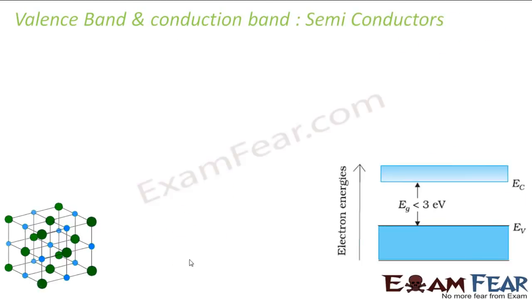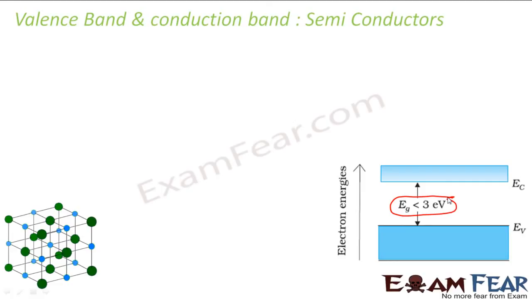Now let us talk about semiconductors. In semiconductors, what do we see? We see that there is an energy gap between the conduction band and valence band, but that energy gap is quite small. It is less than 3 electron volts. So that means if we supply some small amount of external energy, then the electron can jump from valence band to conduction band. And as soon as you have electrons in the conduction band, that substance becomes a conductor of electricity.